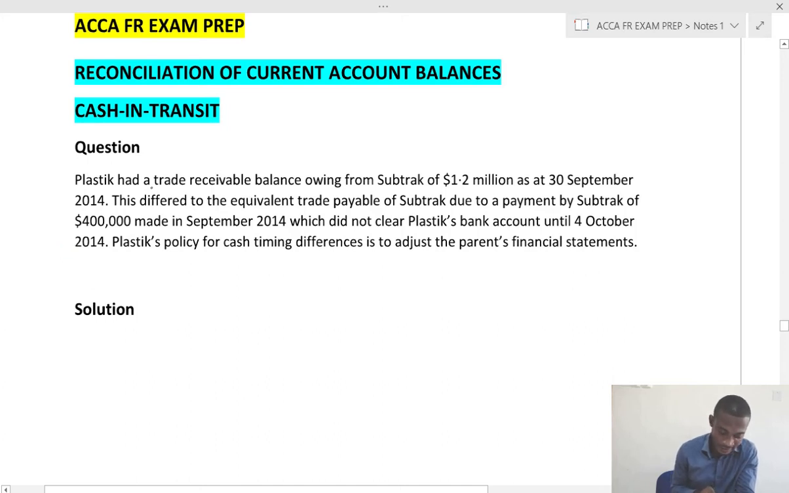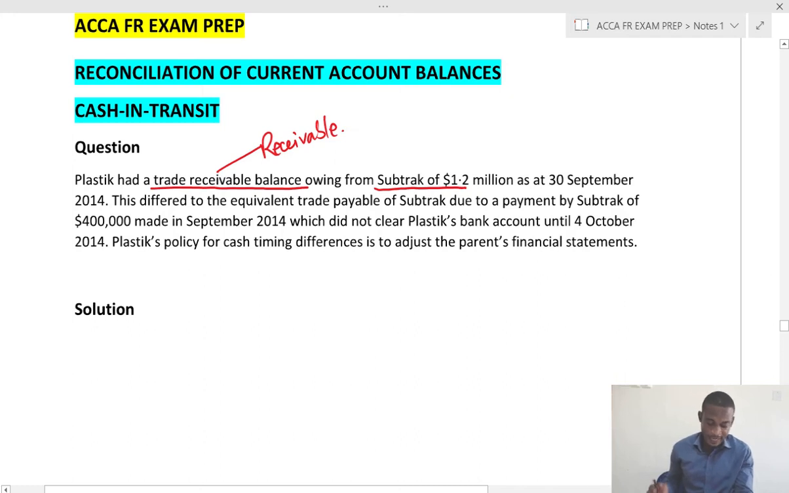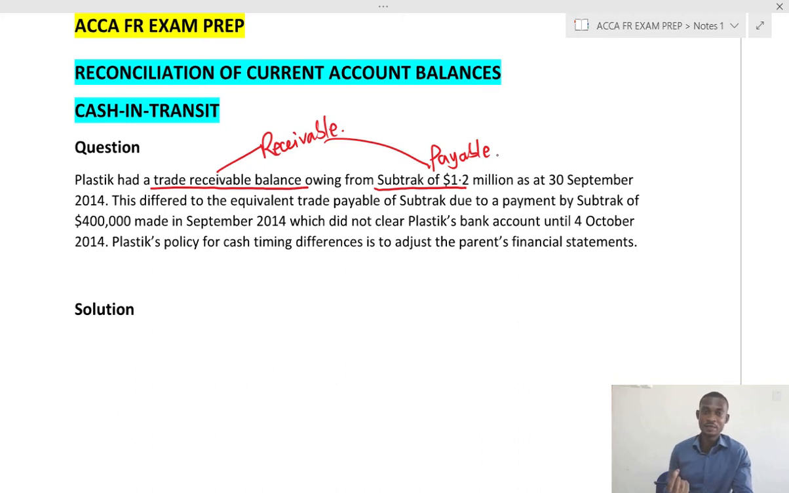Plastic had a trade receivable balance owing from Subtrac of 1.2 million as at 30th September 2014. So this is receivable. Ideally, the expectation is that it should be the same as the payable in the account of Subtrac. But the reconciliation is needed because the payable balance and the receivable balance might not be the same. Therefore, we need to carry out a reconciliation.